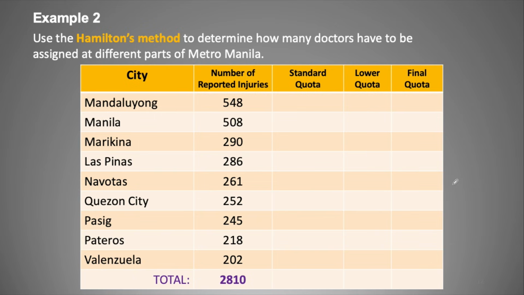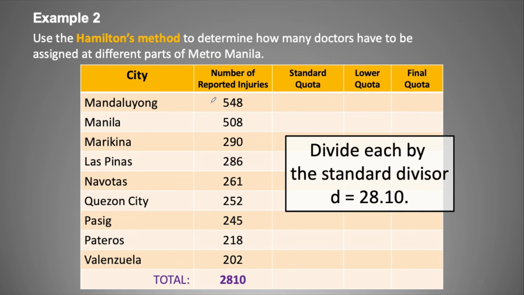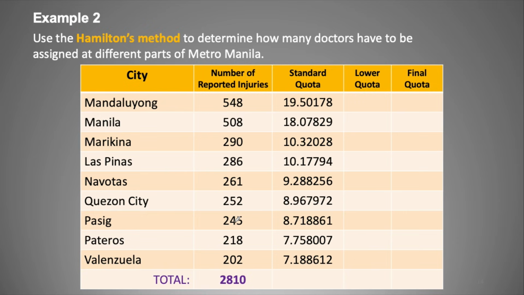Using Hamilton's method to determine how many doctors have to be assigned at the different parts of Metro Manila, the first thing that we have to do is to divide the total, which is 2,810, by 100 doctors, and that is the standard divisor, which is 28.10. Next, we're going to divide each number of reported injuries by the divisor, 28.10, and we're going to have these values for the standard quota.